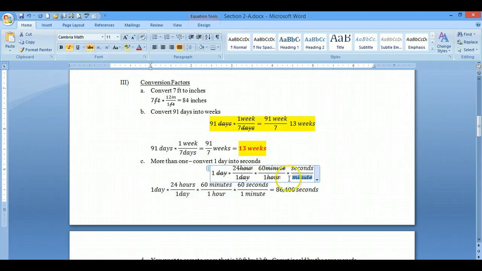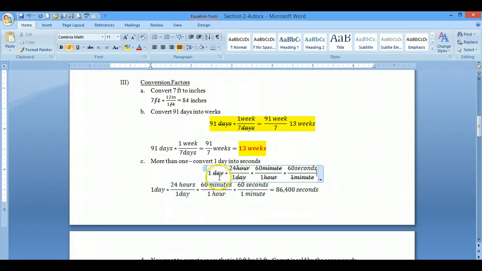Oops, I forgot to put in my seconds and minutes. I have 60 seconds in 1 minute. So now the only unit left is seconds, and I have now converted days down to seconds, and now I just need to worry about multiplying all of my numbers.